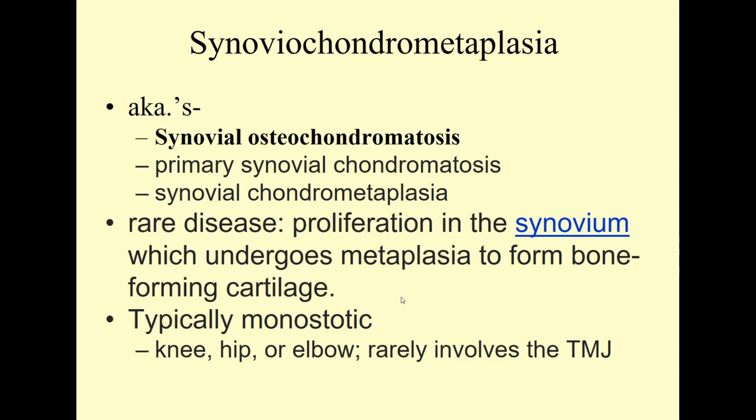Typically monostotic, but every once in a while we'll find other companion joints involved. Knee, hip, elbow are more common targets. Every once in a while the TMJ. TMJ cases tend to make the literature because they're so uncommon.